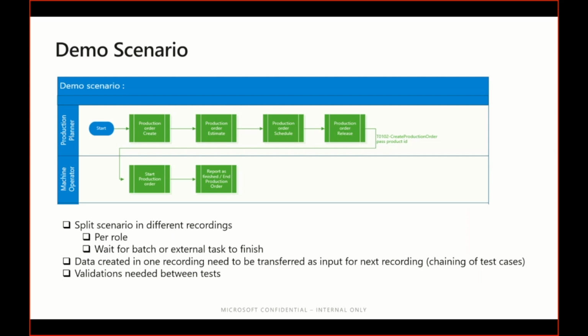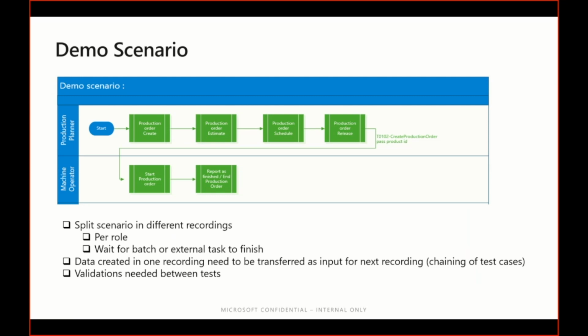Or also, if there are things that we have to wait for, for instance, a specific job can only be run after a batch job has been executed, then typically we need to split. And we need to make sure that we put a wait time between the two task recordings so that the batch jobs have the time for kicking in and executing whatever needs to be done.